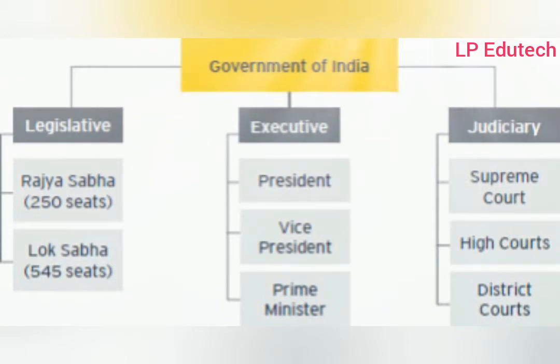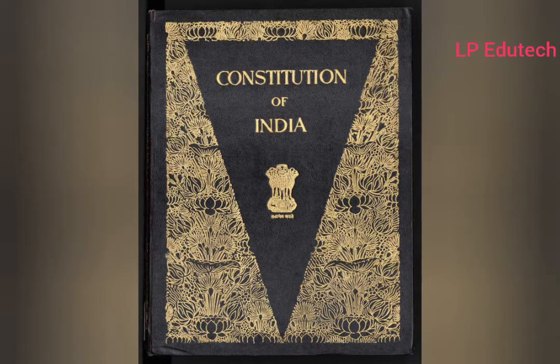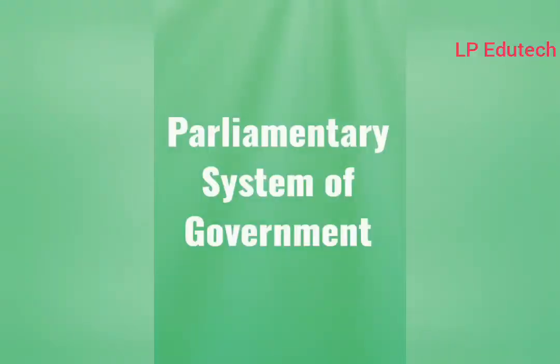Now there are two main types of government system that are followed. Number 1, parliamentary system, and number 2, presidential system. Let us understand the parliamentary system of government.